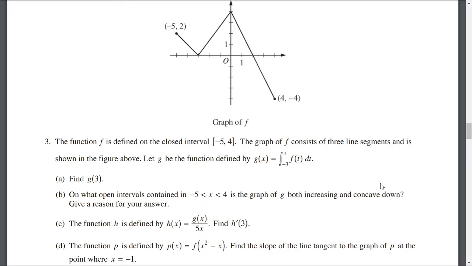Now, take a moment, pause if you need to, read through this problem, and then try it on your own. I encourage you. And then we'll get to see my solution, and I'll talk you through it.